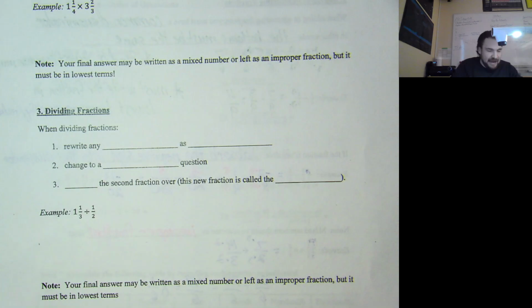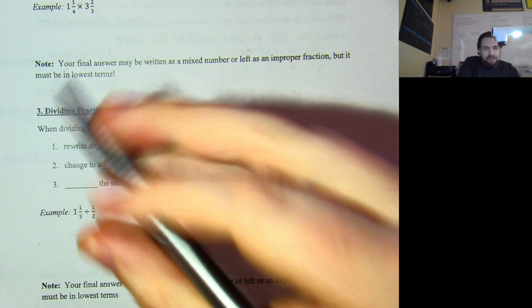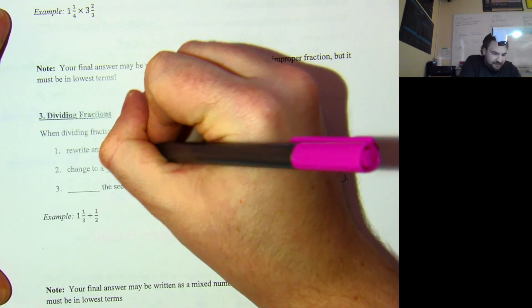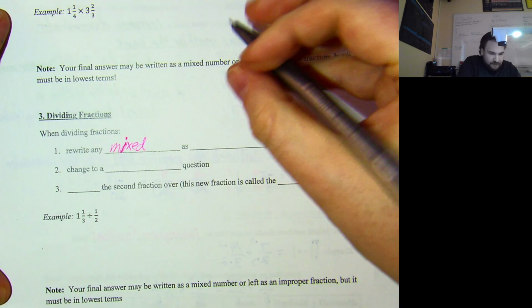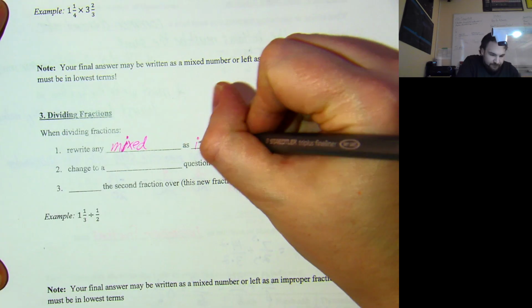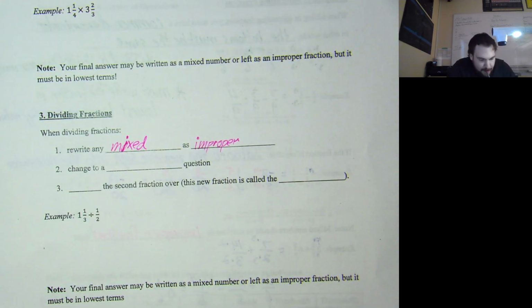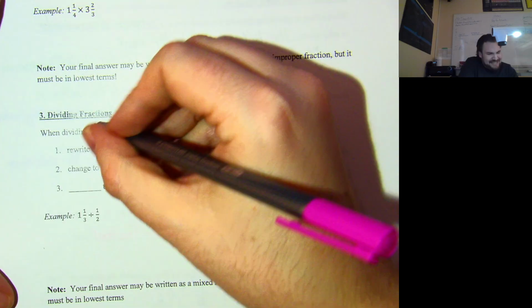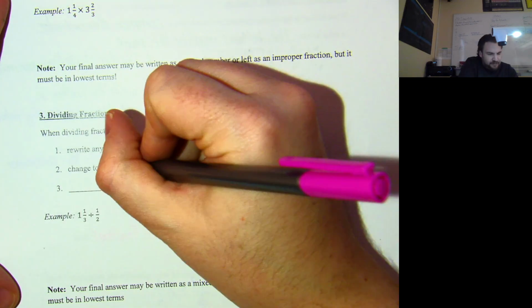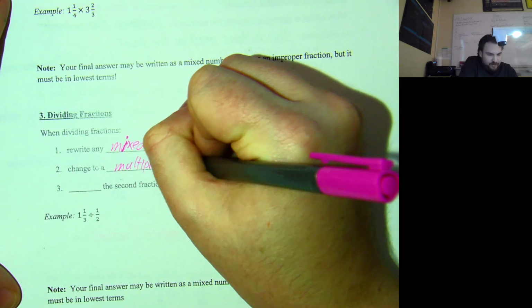When dividing fractions, the first thing you want to do is you want to rewrite any mixed fractions as what kind of fraction? Improper. And what do you do? You make it multiplication. Well, how does that work? How can we do that? Oh yes, that one word. That one word is really important right now.